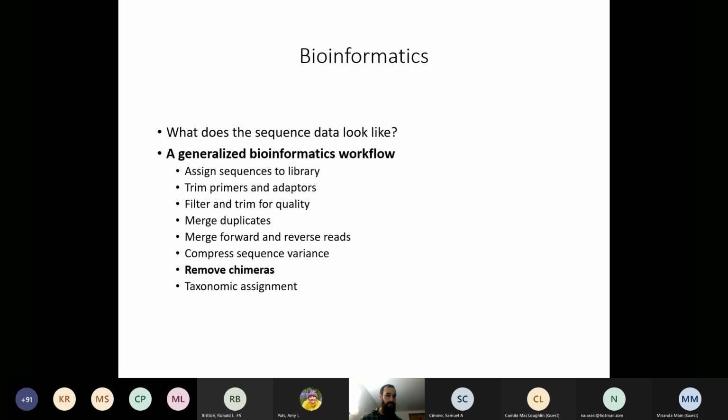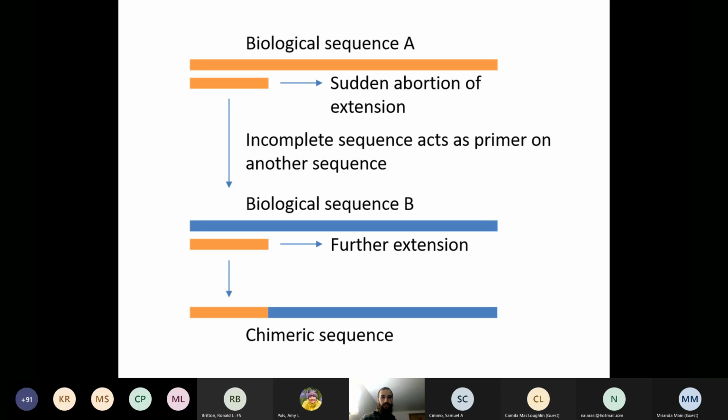All right, so the next step is one that could have been done a little bit earlier, potentially, depending on your pipeline. But here we're going to remove our chimeric sequences. So here's an illustration of what a chimeric sequence is. Let's imagine we have some biological sequence A. We have extension in our PCRs, what's occurring here. So the polymerase is coming along, it's synthesizing the complementary strand of biological sequence A, but then for some reason, it's not able to complete that process, and there's abortion of that extension. Then that incompletely extended single-stranded piece of DNA can kind of act like a primer, and it can bind to another biological sequence here that's actually a little bit different. So this is biological sequence B. That's the next part down. And then it can continue with extension.